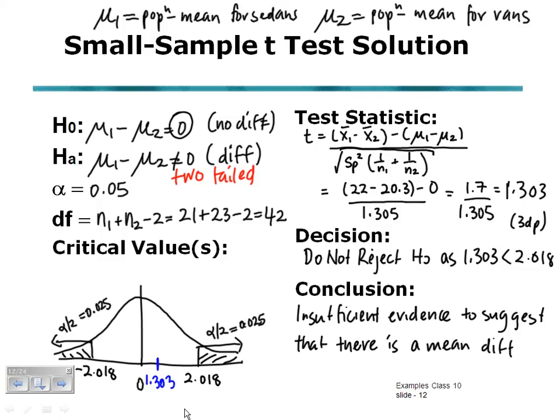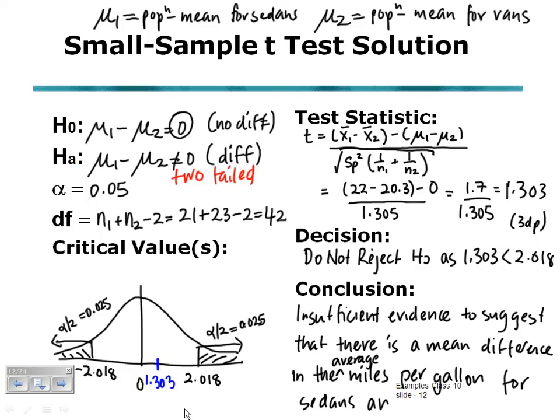A conclusion should always be written in context to make sense of the problem that you are investigating. So finally, in our conclusion, we have insufficient evidence to suggest there is a mean difference in the average miles per gallon between the two car models, sedans and vans. And you can write that in many different ways, but they should make sense. And that's the end of example 2.